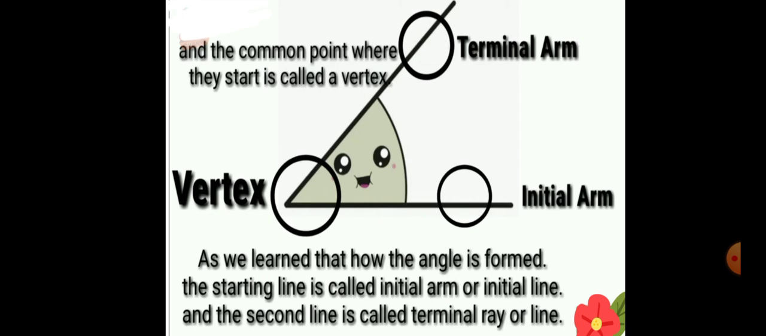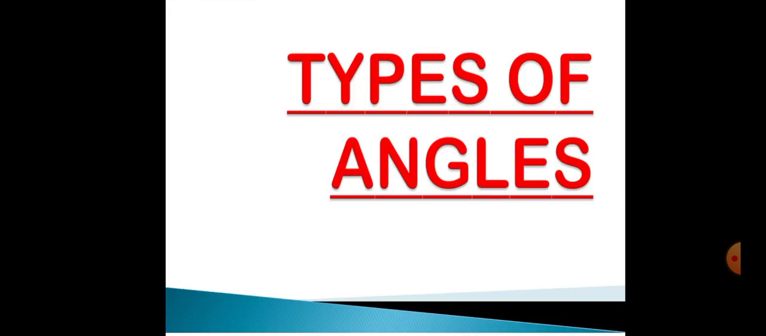As we learnt how the angle is formed, the starting line is called the initial arm or initial line and the second line is called the terminal ray or line, and the common point where the two rays have started is known as a vertex. Now types of angles. Basically, there are four types of angles: acute angle, right angle, obtuse angle and straight angle. So we will discuss one by one.